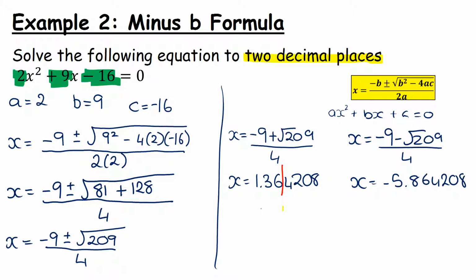Now the question asks us for 2 decimal places, so each of them needs to be rounded. So this is going to be rounded here, and this is going to be rounded here. When we are rounding, we need to look at the next number. Since the next number is 4, they will stay the same. So my two answers are x equals 1.36 and x equals -5.86.